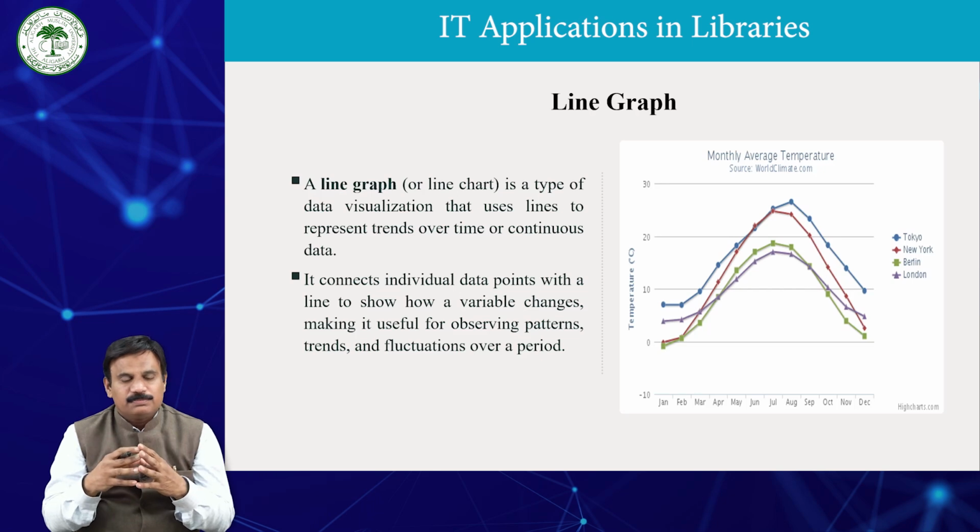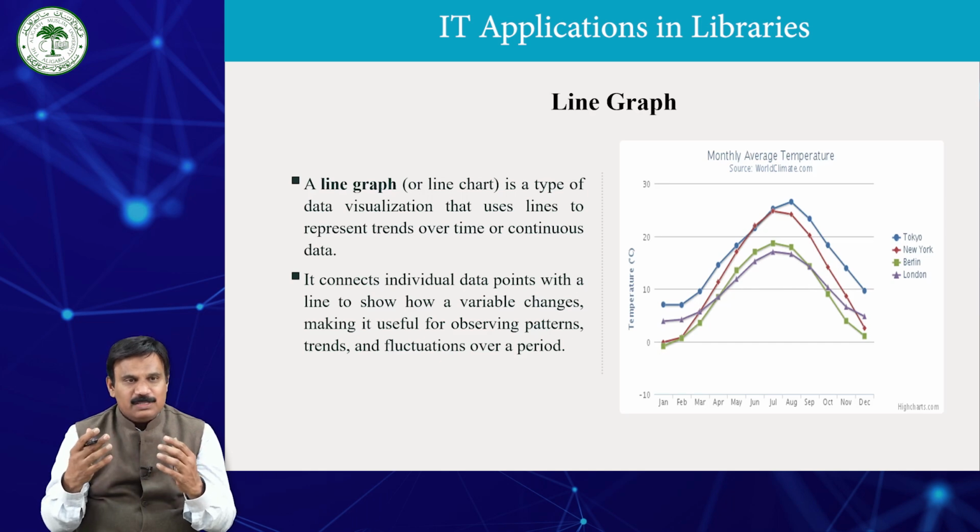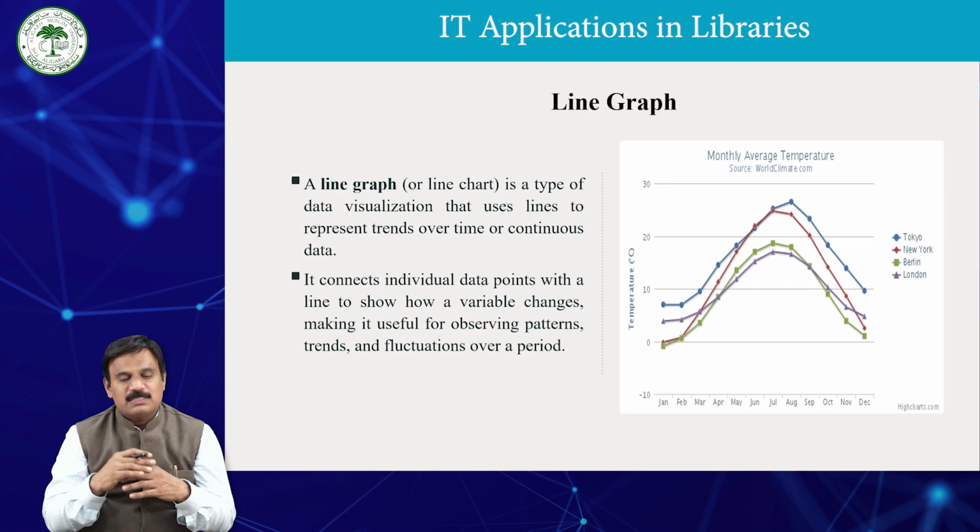Next one is the line graph. A line graph or line chart is a type of data visualization that uses lines to represent trends over time and continuous data. It connects individual data points with a line to show how a variable changes, making it useful for observing patterns, trends, and fluctuations over a period.